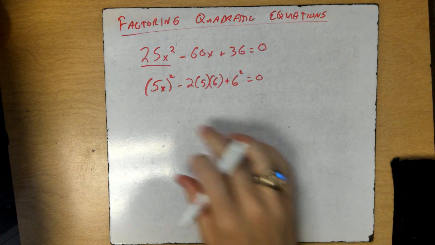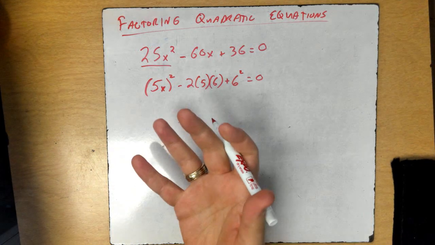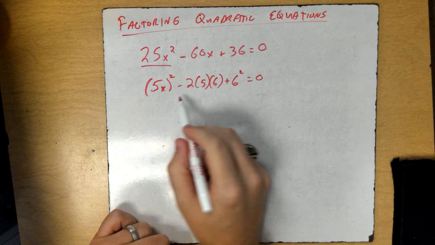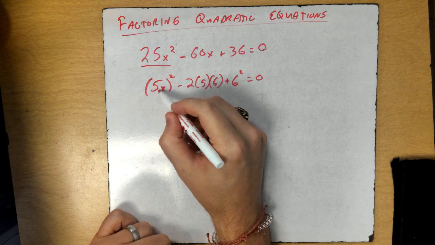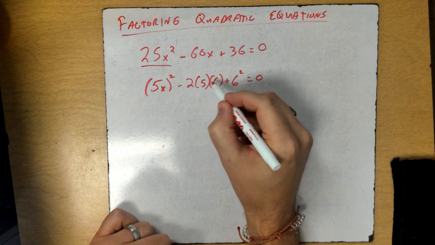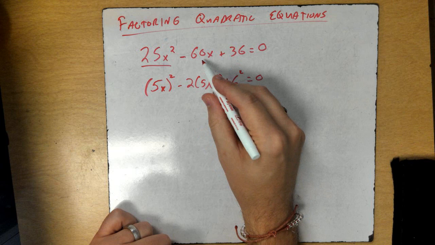Alright, so now we have 5x, so we broke down this whole thing, right? So if we were to solve this, we just broke it down, we factored it out. If we took the second row and put it back up here, 5x squared equals 25x squared. 2 times 5 is 10, and 10 times 6 is 60, right?